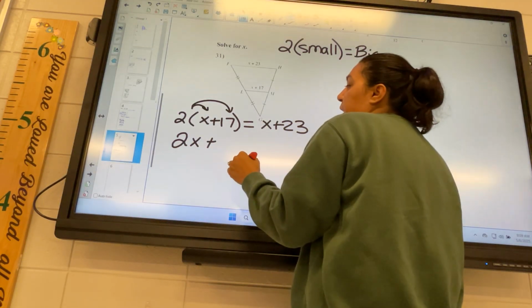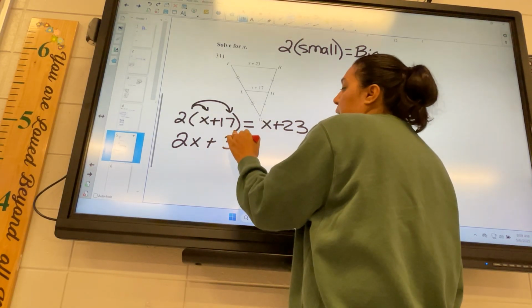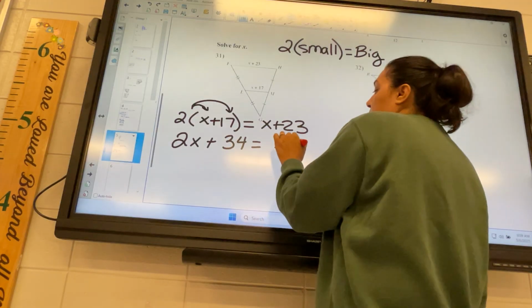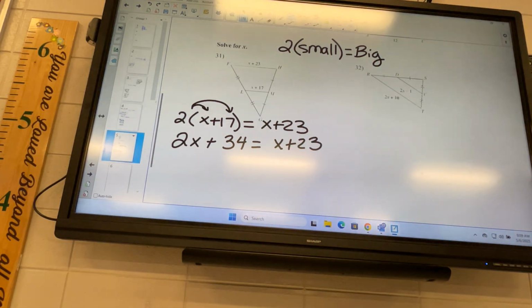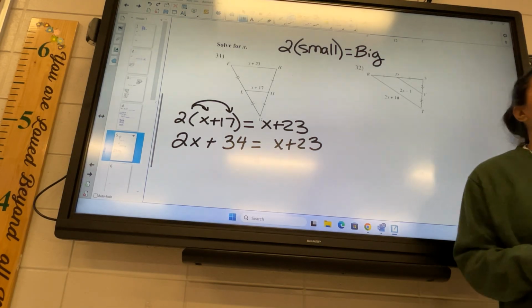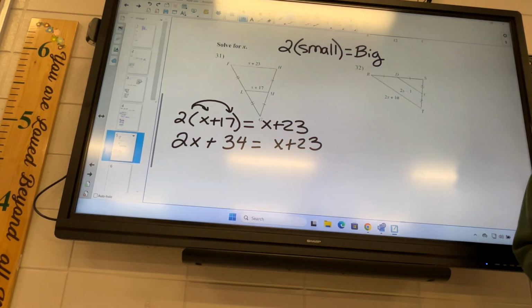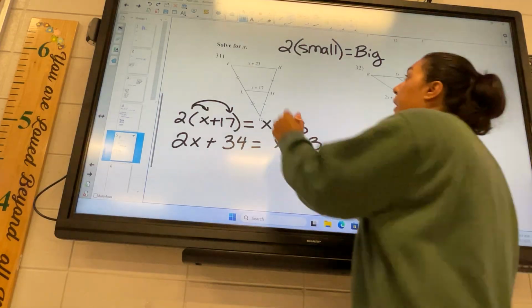2 times 17, is that going to be 34? 2 times 17 equals 34. Okay, we're going to move our letters to the left and the numbers to the right. So Dre, you were right, but who's getting moved? X. The 34 and then the X. Good, I like it.